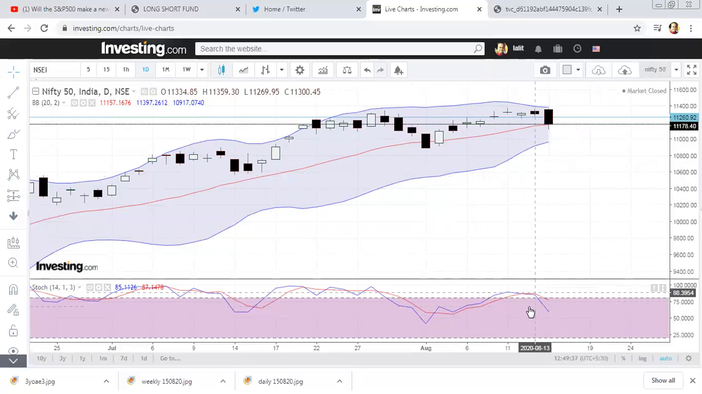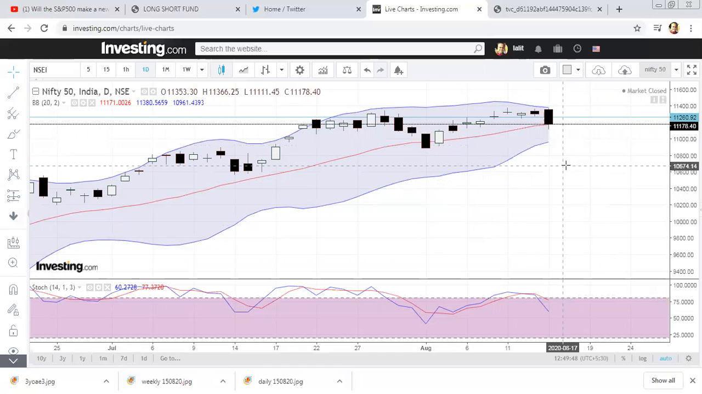But like I told you, the stochastics and other momentum indicators are indicating slowing in momentum, so we should expect a fall rather than a rise next week.